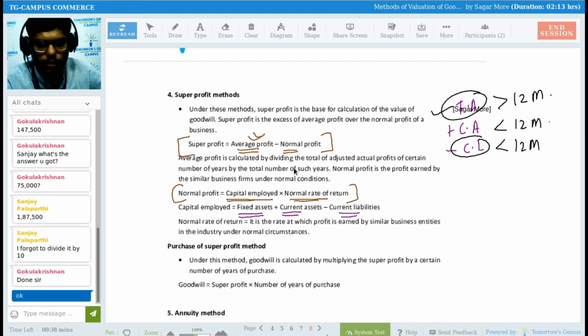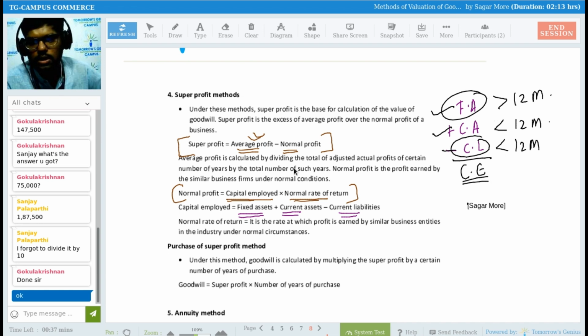So what I need to do is add all fixed assets, add all current assets, then subtract current liability. What will I get? I will get the answer for capital employed, right? Sir, after arriving at the capital employed, I need to apply the normal rate of return to it.